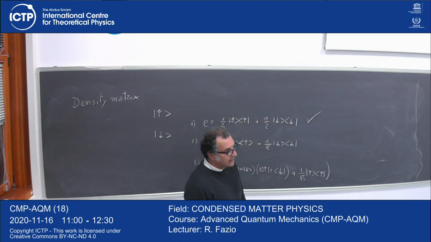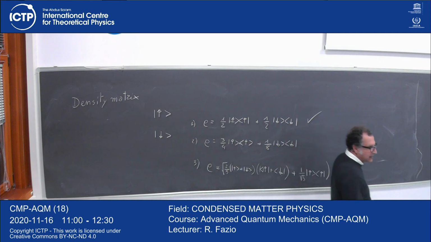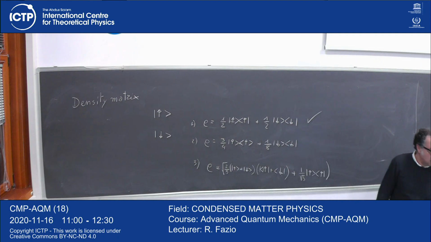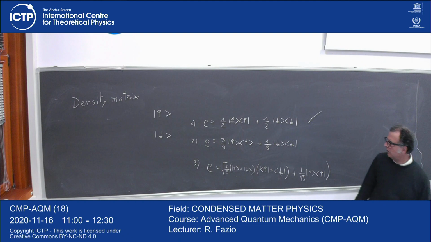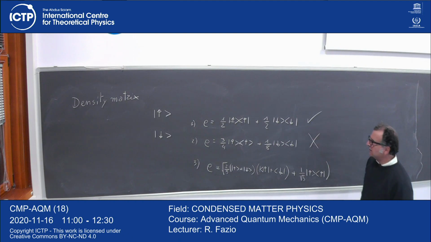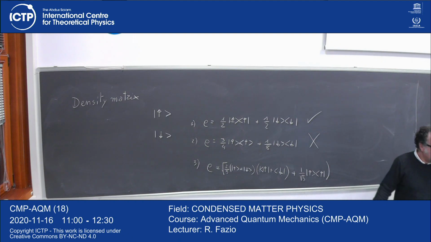So tell me the second, is it a density matrix or not? No. Why? What is the property that it violates? The trace. Very good. The trace is not 1. Good. So the third one.